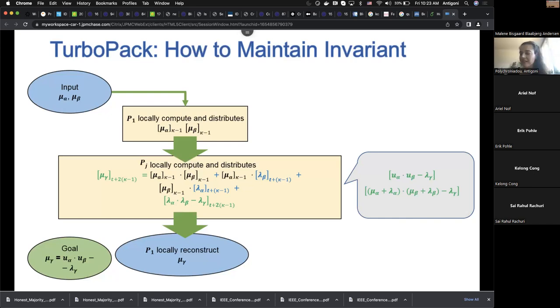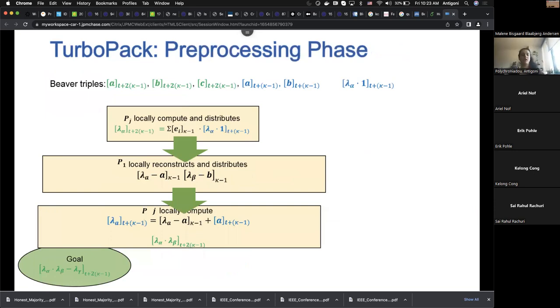Let me show you how we can generate the pre-processing phase. We're going to use Beaver triples in the packed secret sharing form. Assuming that we have these Beaver triples for values A, B, and C, it can be confusing because I have both A and alpha values. So we have these Beaver triples of the corresponding degrees.